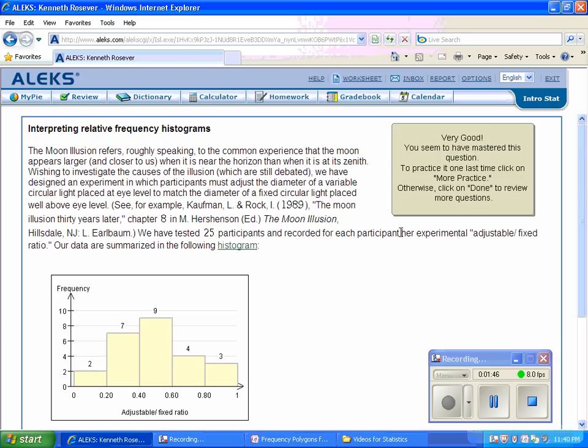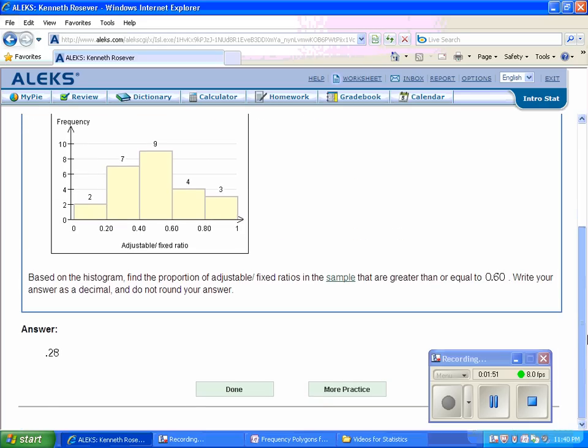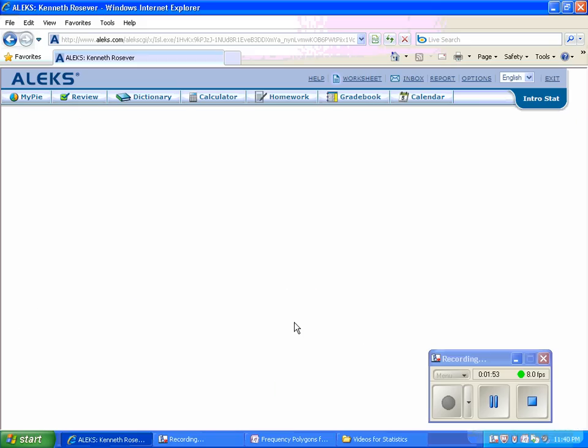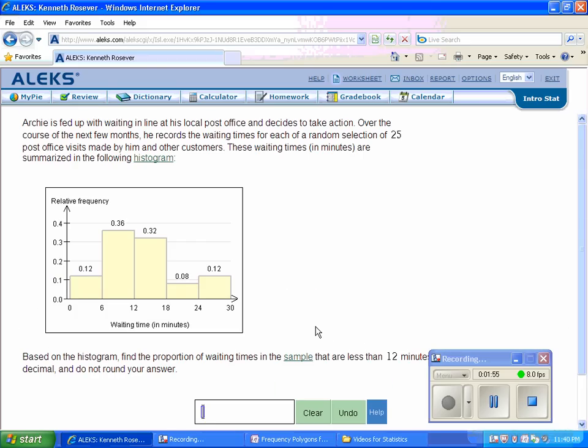Let's look at another one. Very good. I seem to have mastered it. I hope so. Okay, let me do more practice with you guys. Like I said, they're not difficult. You just got to be careful in what these numbers mean.